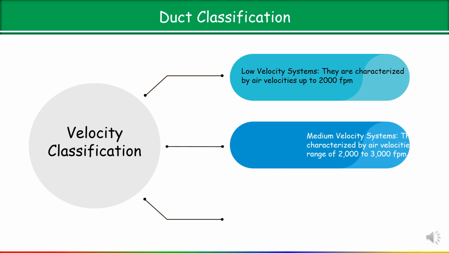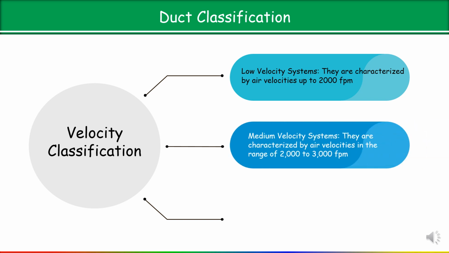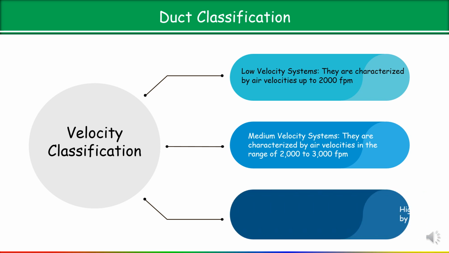Now the next one is the medium velocity system. Here they are categorized by air velocity in the range of 2000 to 3000 fpm, and this medium velocity duct system is common in larger commercial or industrial systems for balancing airflow efficiency and noise. For example, a duct in an office building delivers air at 2500 fpm to maintain a higher air exchange rate. Clear?